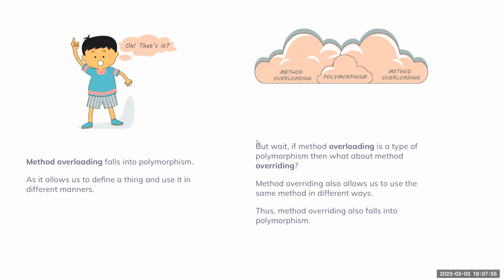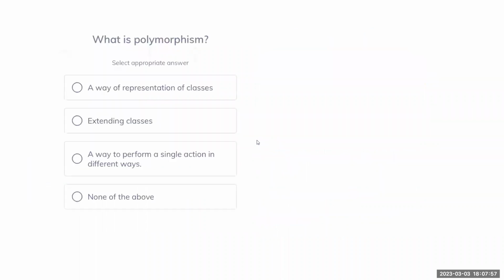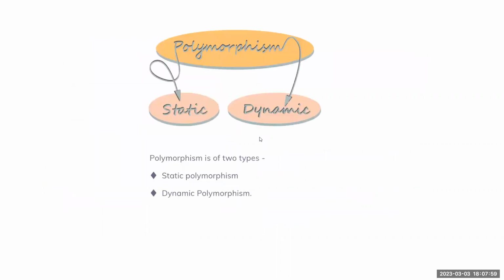So it is 3, right? That's correct. Now, what is polymorphism? We have two types of polymorphism. One is static and another one is dynamic. Static is called for method overloading, and dynamic will be covered under method overriding.